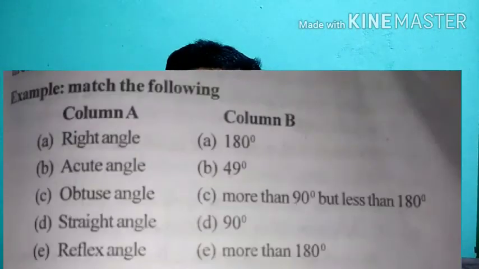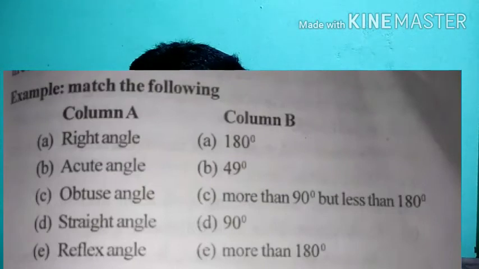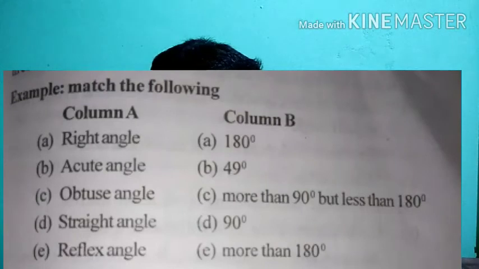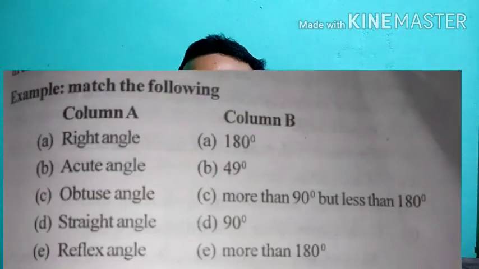Column 1, column 2. For example, rectangle. Here: acute angle, 49 degree; obtuse angle, more than 90 degree but less than 180 degree; straight angle, 90 degree; reflex angle, more than 180 degree. In column 1 and column 2 you have to match column A with column B. That is the matching type test.